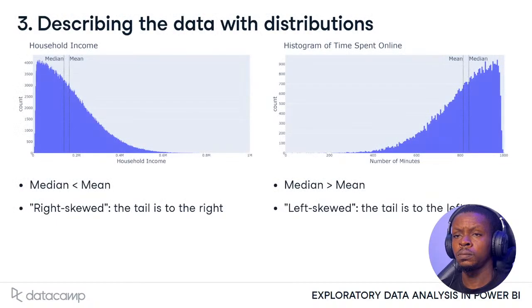Here are 2 skewed distributions. The left histogram is right skewed because of the long tail towards the right. Likewise, you can see the median is smaller than the mean. The right histogram is left skewed because of the long tail towards the left. In this one, the median is larger than the mean.